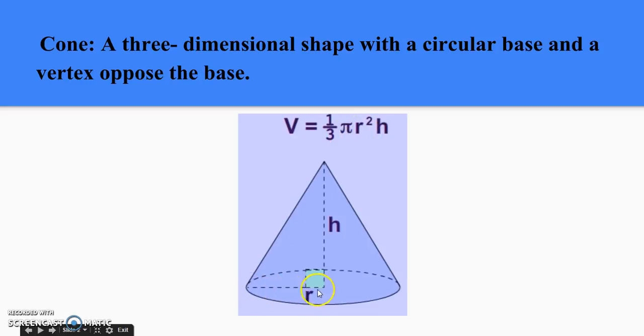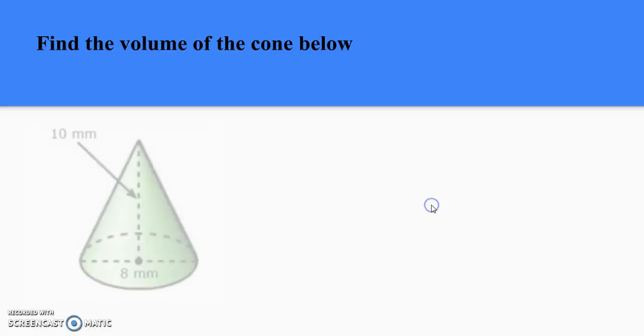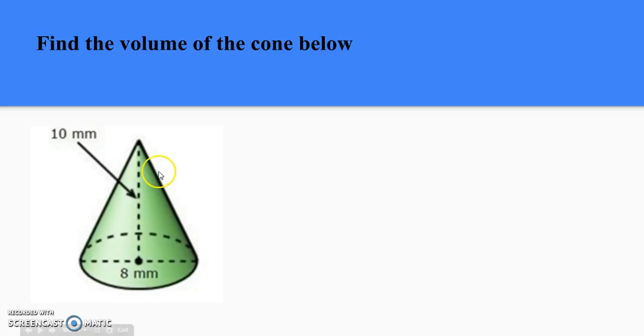height. Again, remembering that the radius is from the middle of the circle to the edge, and the height is how far it is up to the tip. So now we're going to find the volume of the cone that is pictured below. You'll notice in this cone that the 10 would be the height of the cone, and the 8 is actually its diameter, meaning its radius would need to be 4.